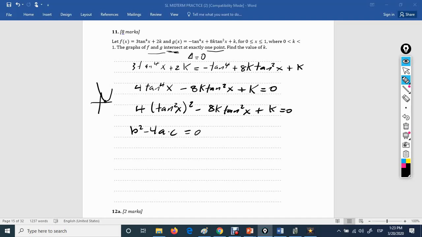So let's substitute everything in here. So b is this. So we're going to have negative 8k, squared, minus 4 times a times c, which is k, should equal 0. So let's rewrite this properly. So this will be negative 8 times negative 8, so it'll be 64k squared minus 16k equals 0.